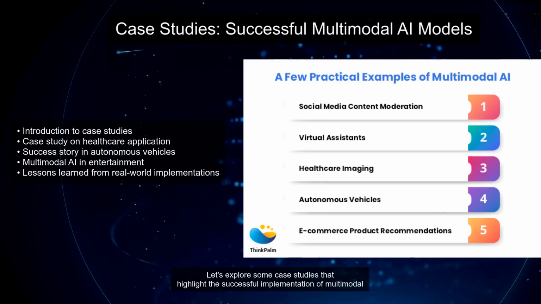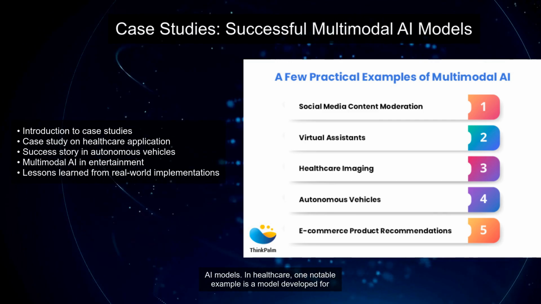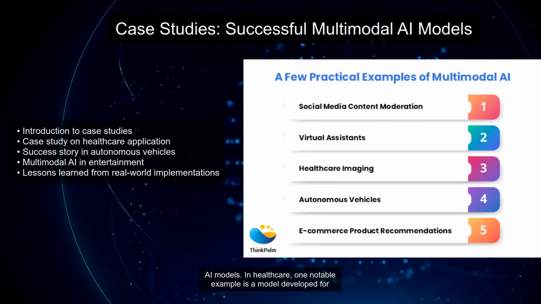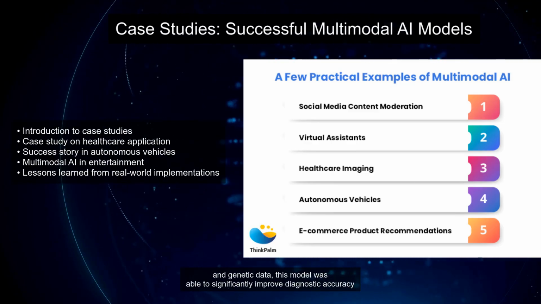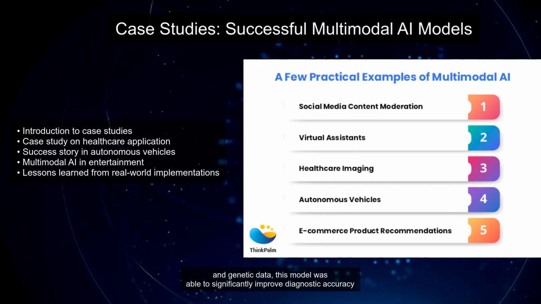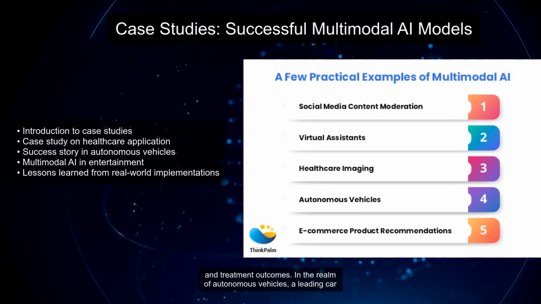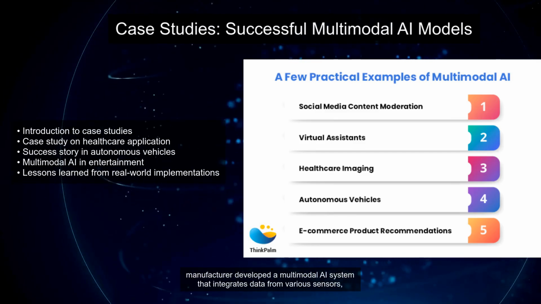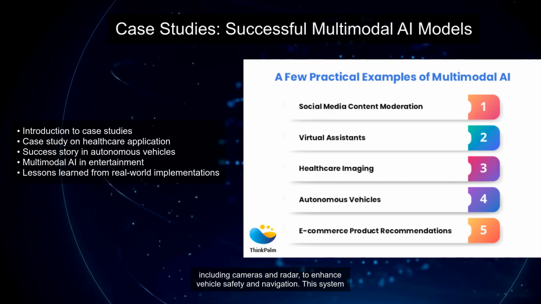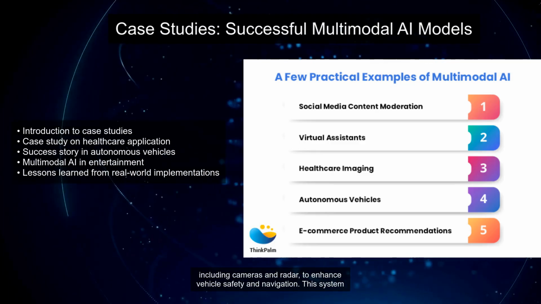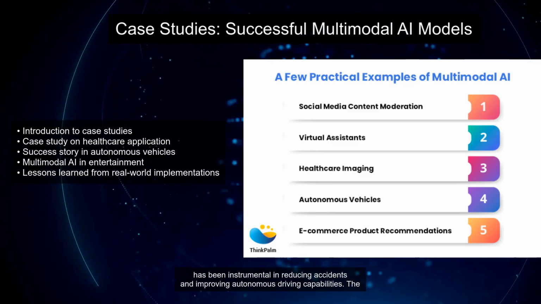Let's explore some case studies that highlight the successful implementation of multimodal AI models. In healthcare, one notable example is a model developed for early diagnosis of neurological disorders. By integrating MRI scans with patient history and genetic data, this model was able to significantly improve diagnostic accuracy and treatment outcomes. In the realm of autonomous vehicles, a leading car manufacturer developed a multimodal AI system that integrates data from various sensors, including cameras and radar, to enhance vehicle safety and navigation. This system has been instrumental in reducing accidents and improving autonomous driving capabilities.